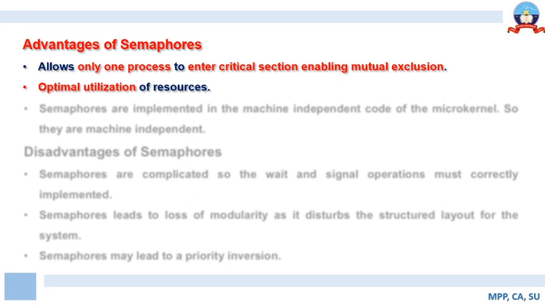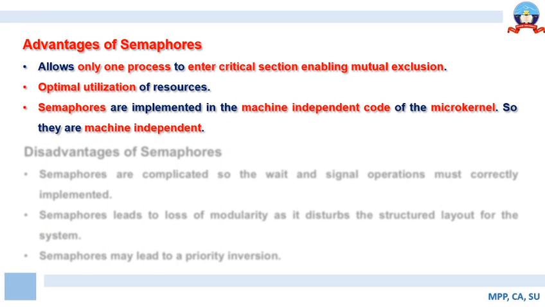Semaphores allow for optimal utilization of resources. So only those processes that are allowed to enter their critical section will be utilizing the shared resources. So semaphore allows for optimal utilization of resources.